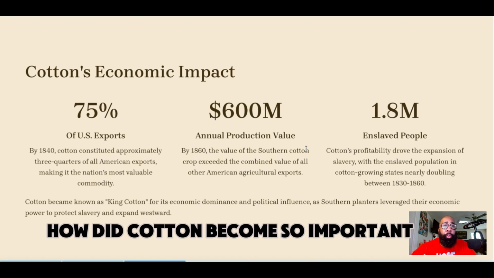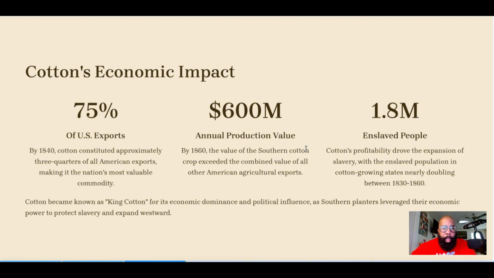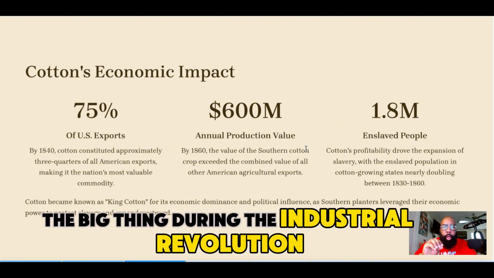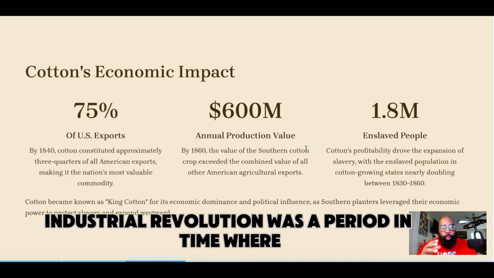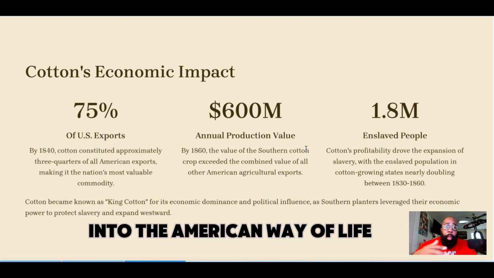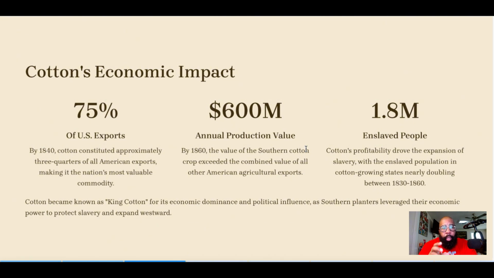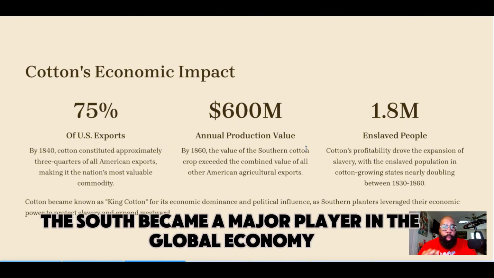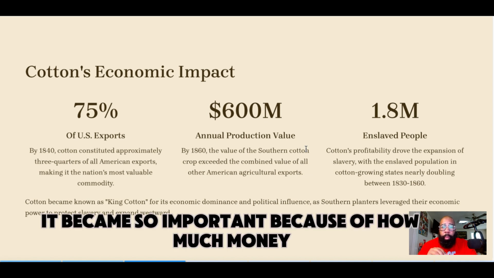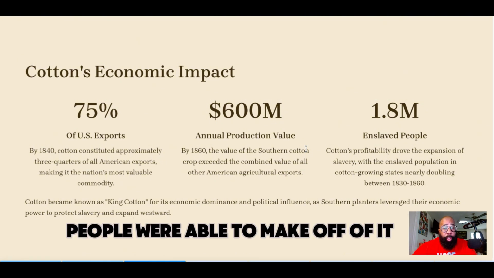How did cotton become so important? Cotton emerged as a critical commodity, the chief thing, the big thing during the Industrial Revolution. The Industrial Revolution was a period in time where more machines and technology were introduced into the American way of life that helped Americans, people, do hard work. Okay? The crop, cotton, its economic significance transformed the way the South became a major player in the global economy. It became so important because of how much money people were able to make off of it.